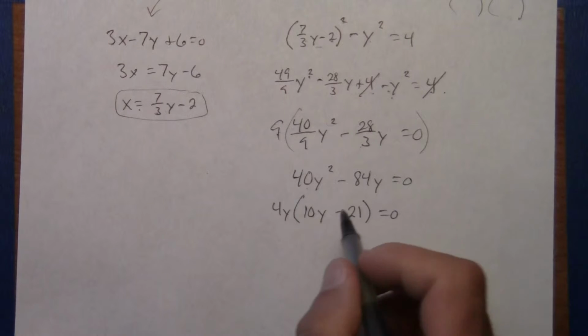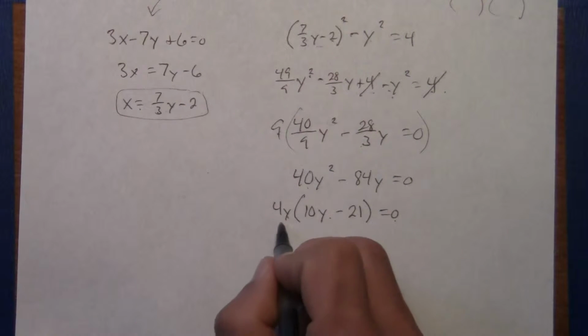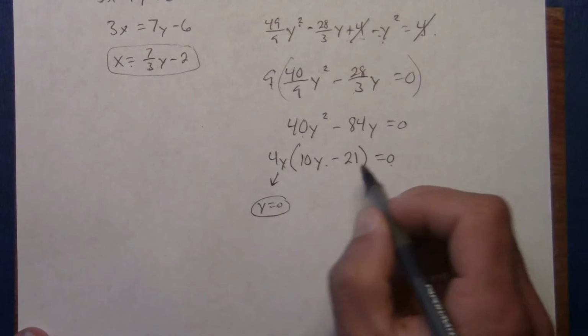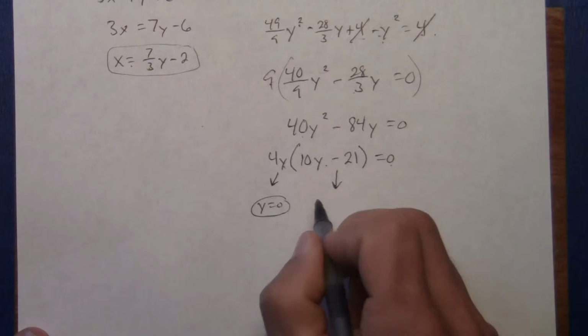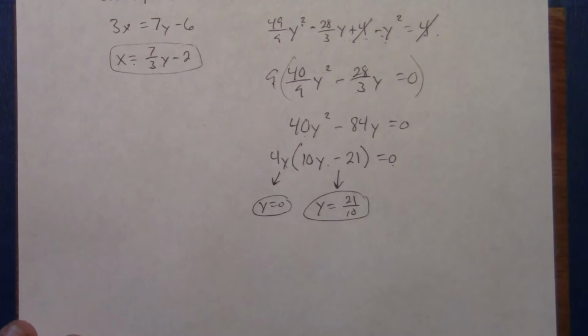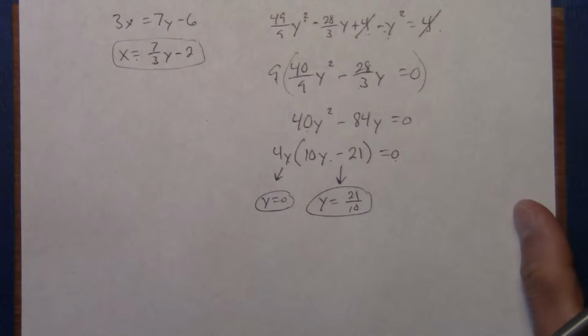And now I have two things multiplied together to equal 0. And so I can set them both equal to 0. This is going to give me y equals 0. There's one possible y answer. And then this one will give me y equals 21/10. There's my second possible y answer. So now I actually know what y is.